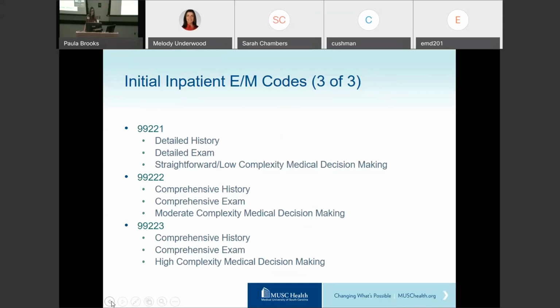You'll notice that with the 99223, the highest level of care, it's the same. You still need a comprehensive history and a comprehensive exam, just like you do with the 99222. The only difference is that you need high complexity medical decision-making with the 3. And again, remember, this is initial inpatient, so you have to meet 3 of the 3 key components.